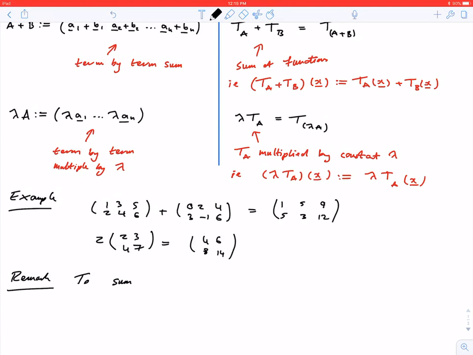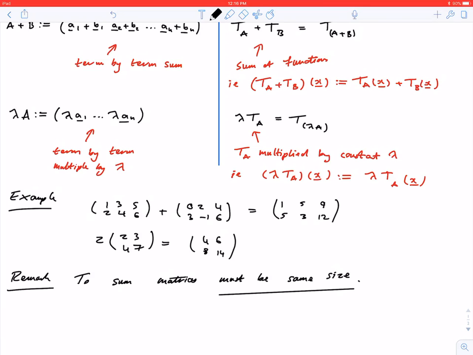To sum, matrices must be the same size. You can't add a 2 by 2 matrix to a 3 by 3 matrix. It doesn't make sense. Just like you can't add a vector in R2 to a vector in R3. It's the same essential principle. So that's addition and scalar multiplication.